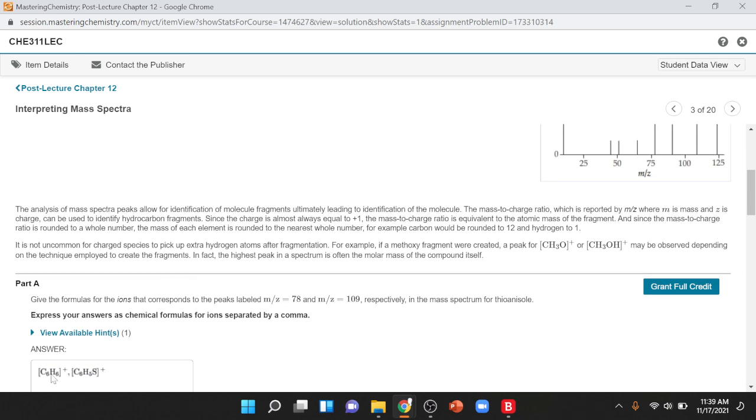So one is just the benzene ring, C6H6. The other one actually loses a hydrogen. You can kind of do this in 2 ways. You can figure out what would happen, or you can look at the mass and see it's 1 mass number off. The only real way to lose 1 mass number is to lose a hydrogen. So C6H5S, then a plus. Is that okay?